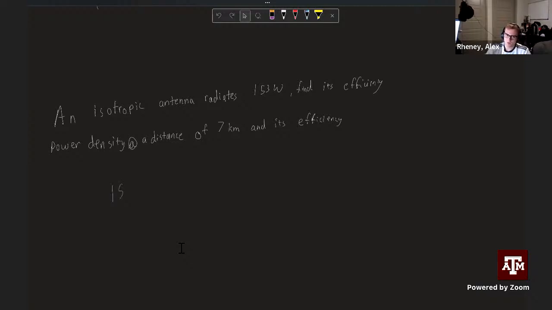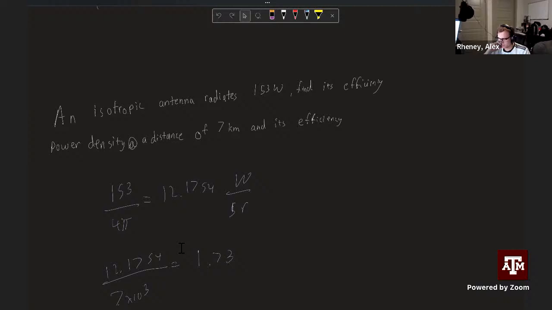So the 12.1754, you divide that by 7 kilometers. Yeah, and that gives you its power density, which would be 0.001739. So 1.739 milliwatts per steradian.